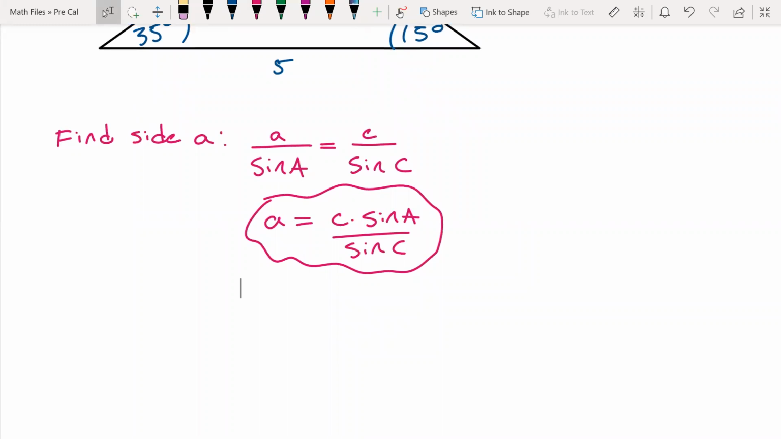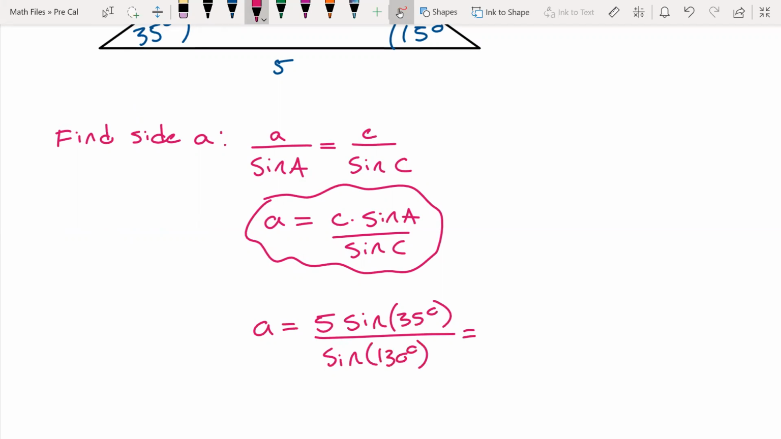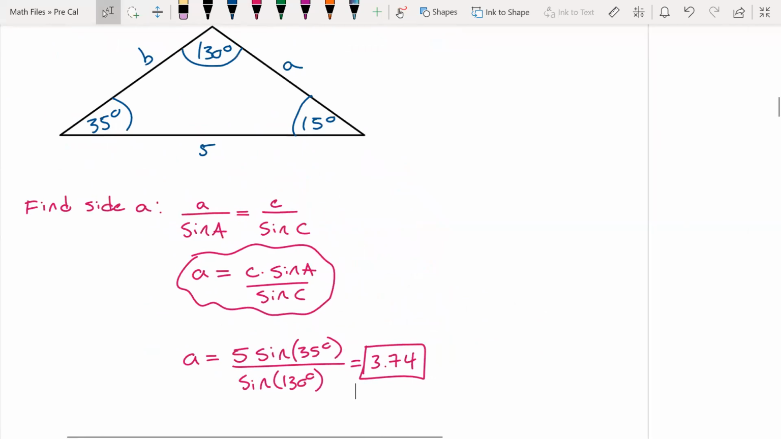So here we'll get A equals 5 times the sine of angle A, which is 35 degrees, over the sine of angle C, which we just found out was 130. Type this in, and 5 sine 35 over sine of 130. We get that side A is 3.74. Okay. And then all we have left to do is find side B.